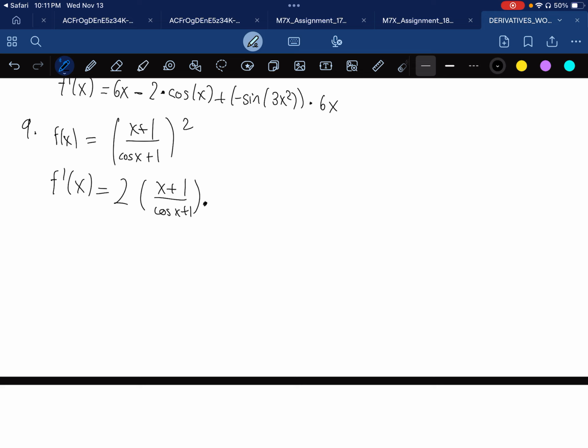And to do that, we're going to have to use the quotient rule. So first, the derivative of the numerator is 1, and we're just going to rewrite the denominator, minus the numerator times the derivative of the denominator, which becomes negative sine of x, right? And all of that over cosine of x plus 1, squared.